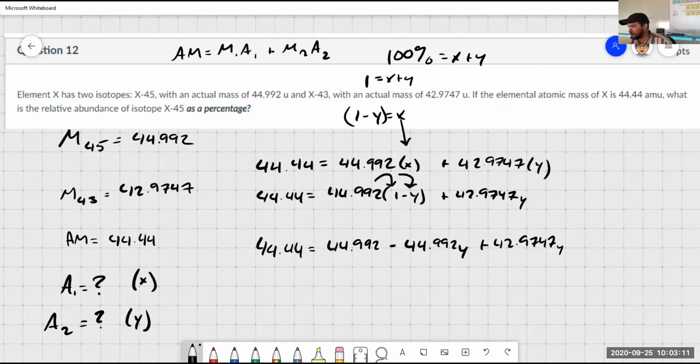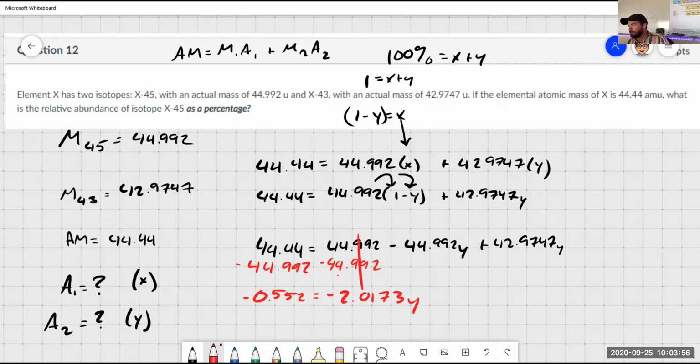Then let's subtract 44.992 from both sides. When we do that, 44.44 minus 44.992 gives you negative 0.552. That equals, since the 44.992 canceled, negative 44.992Y plus 42.9747Y, so negative 2.0173Y. Let's solve for Y.